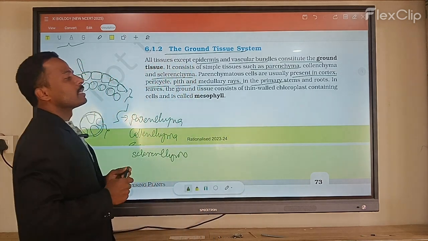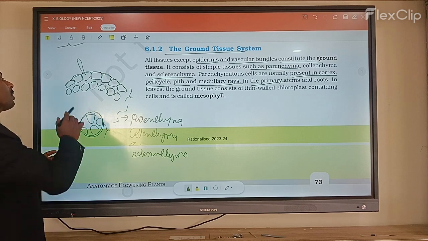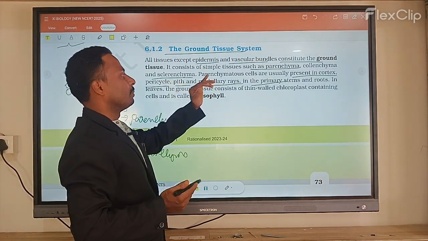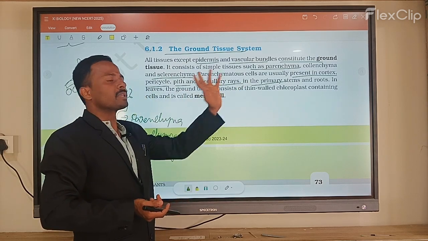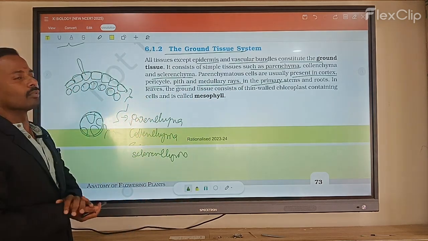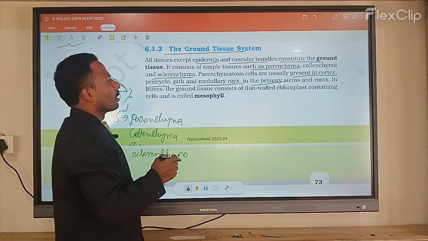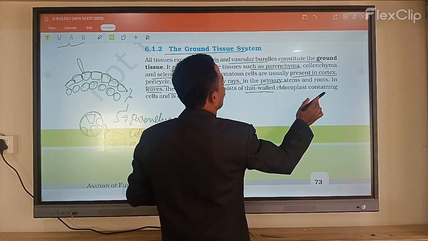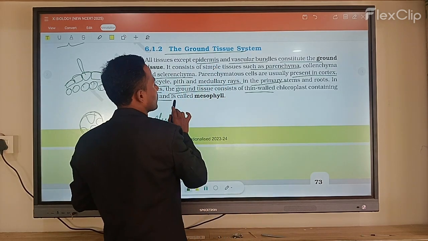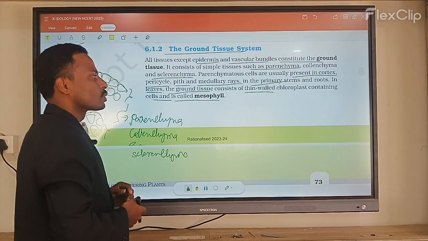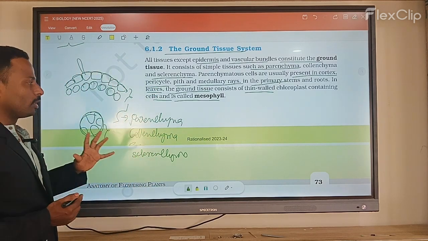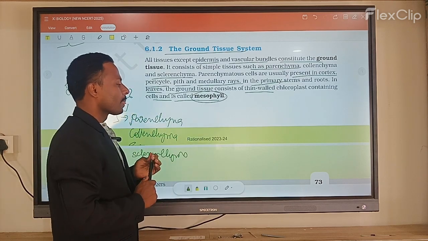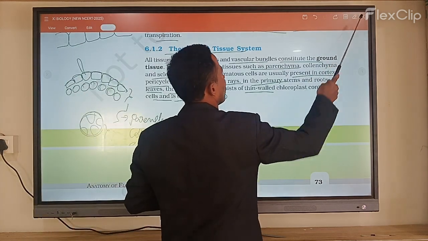of stems as well as roots. So the cortex region, pericycle region, pith region and medullary rays region in primary stems and roots, mostly this kind of ground tissue is noticed. And in leaves, the ground tissue consists of thin-walled, chloroplast-containing cells. Those are called mesophyll cells. The leaves have chlorophyll pigments present. The chlorophyll cells are called mesophyll.